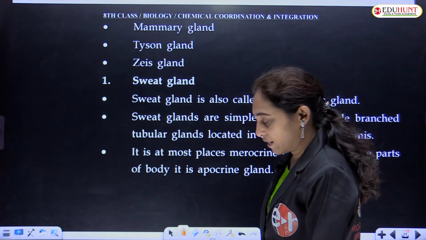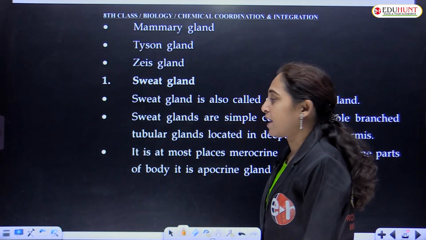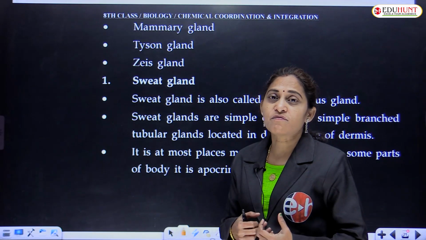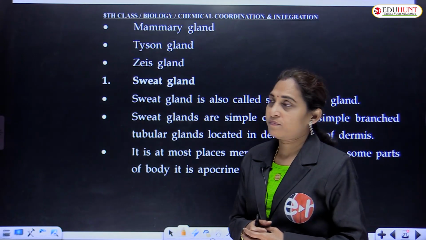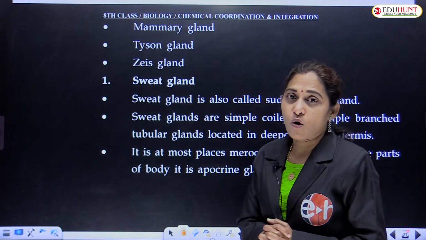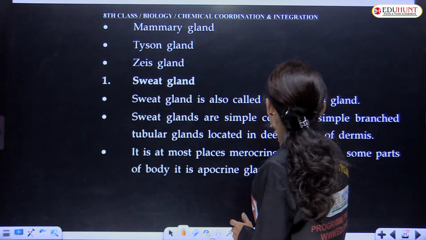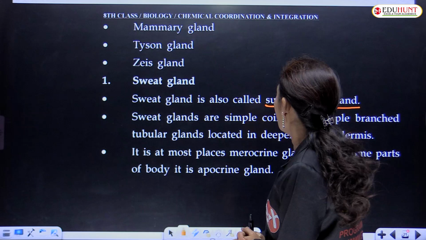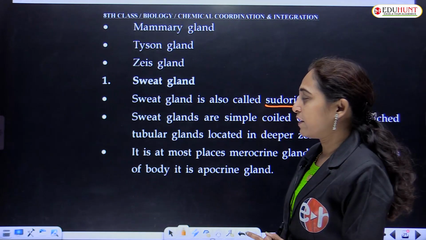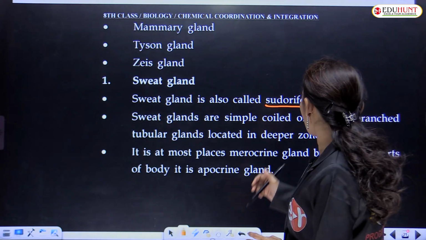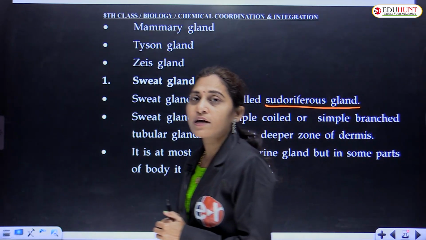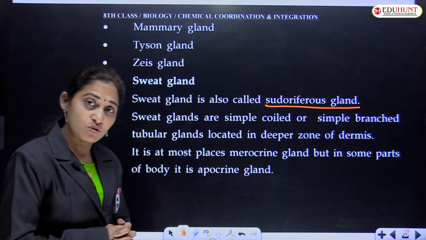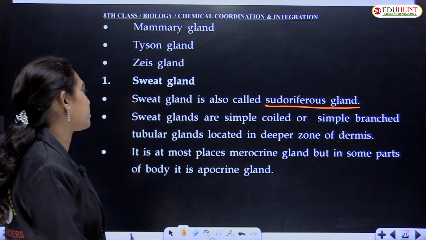Let us see the sweat gland. The name indicates that it is responsible for the release of sweat. Sweat glands are also called sudoriferous glands. They are very simple, and they may be coiled or simple in structure. Most of the time, the sweat gland is branched.